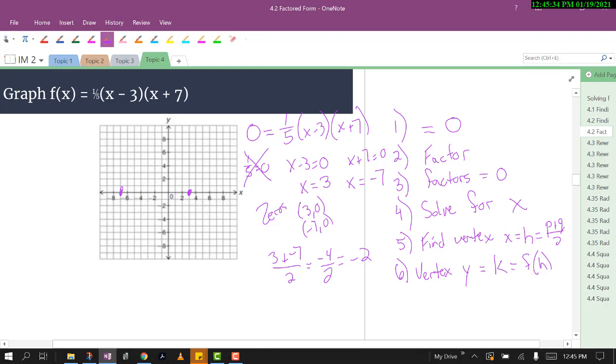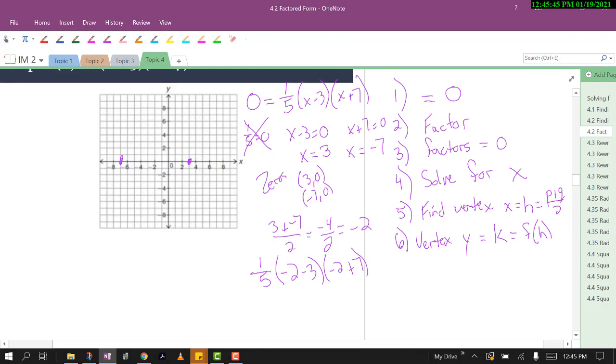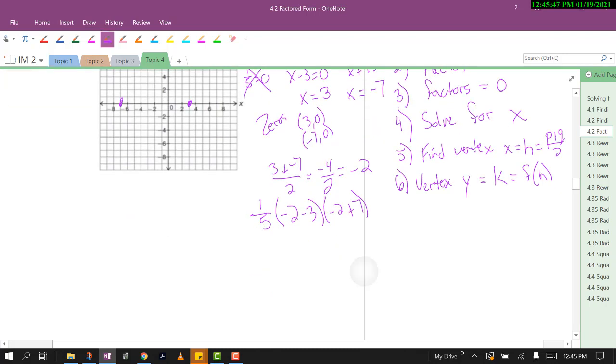So in this case, we'll substitute in -2. We got 1 over 5 times -2 minus 3 and -2 plus 7. So now we just do our order of operations. Parentheses first. So -2 minus 3 is a -5. -2 plus 7 is a +5. Exponents, none. Multiplication, yep. 1/5 of -5 is -1. -1 times 5 is a -5. So that is our k.